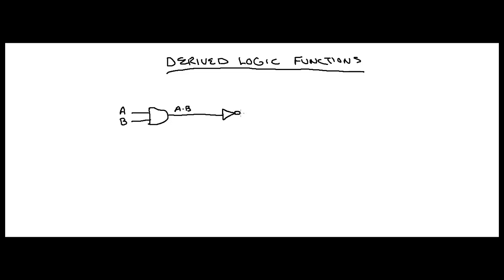An inverted gate. What's this going to be? Well, quite simply, Y will equal A dot B with a bar over all of it. Got it? That's basically what that means.